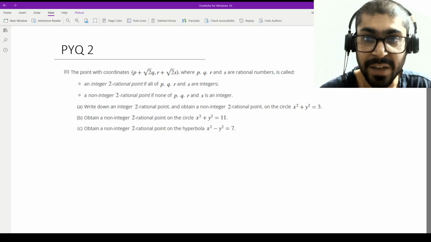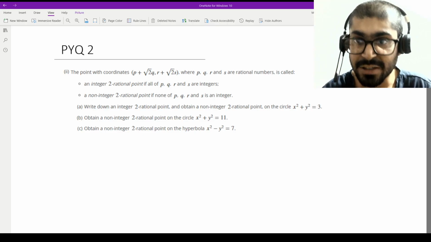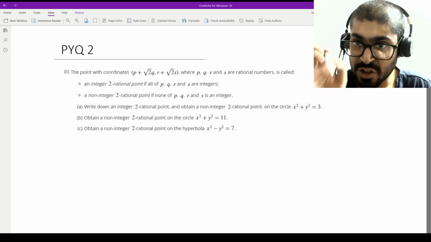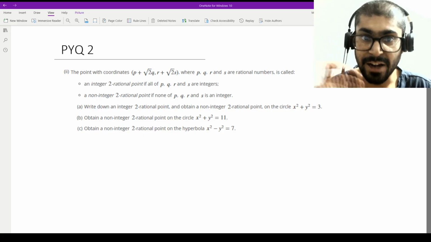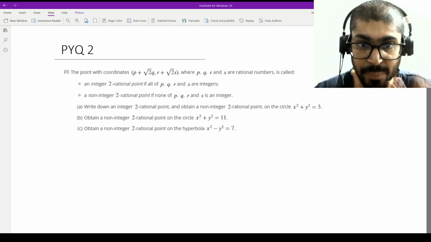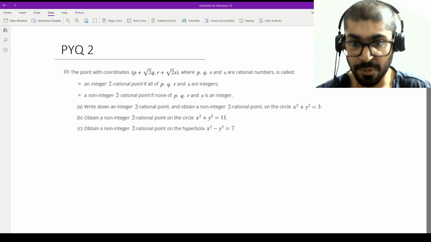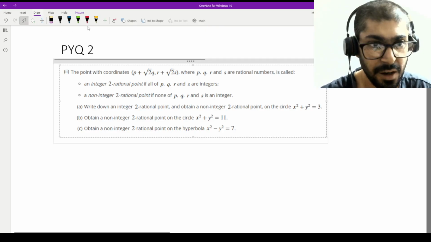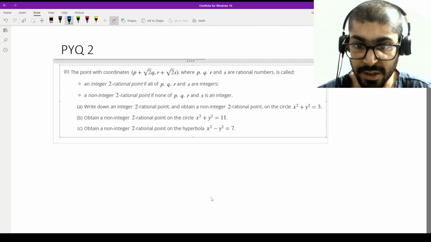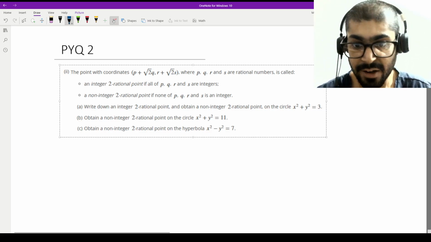Then we will have to write an integer two rational point and a non-integer two rational point for x square plus y square equal to 3. So for this section on 3, we would just have to write both the integer and non-integer sets. For b and c, we just need the non-integer rational points. We don't need to deal with the integer rational points. So let's start. Since this question is a subpart of the last question, we will follow along with the solution that we obtained for the last section.